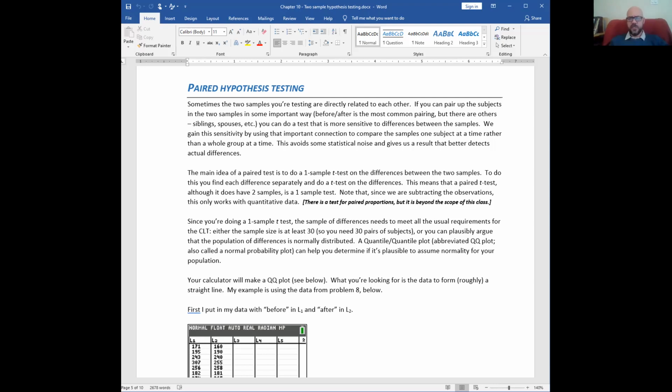And like we're going to see in just a second, the example in the notes is weight loss. We're going to have a group before, they go on a diet, group after. The difference in the weights is how effective the weight loss regime was, right? So that's the kind of thing you're looking for with paired hypothesis testing. You can also pair up in other ways.